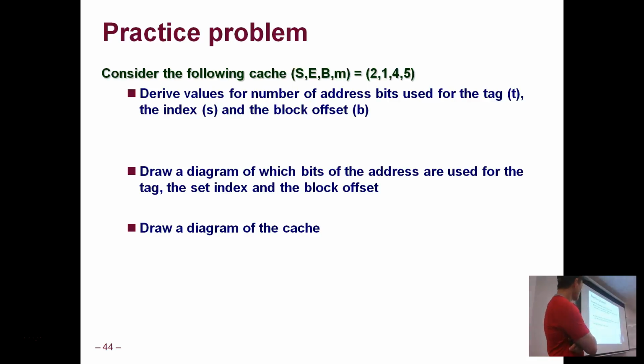Practice problem, and we'll be using this cache later, which is why I'm giving this to you. Consider the following cache. It's got 2 sets, 1 block per set, 4 bytes per block, and it's using 5 address bits. Derive the values for the number of address bits used for the tag, the set, and the block offset, using that same diagram as before. And then draw a diagram of the cache.